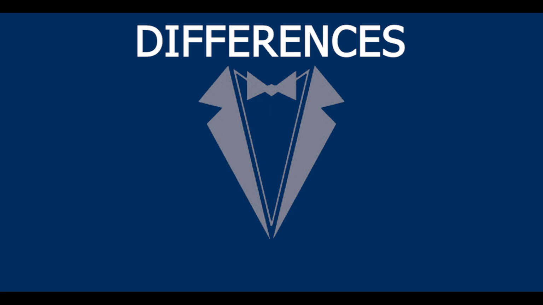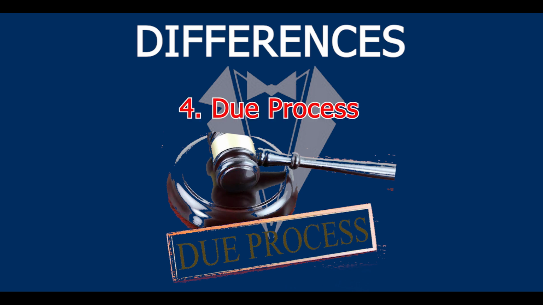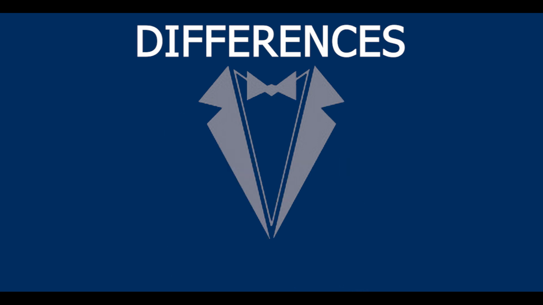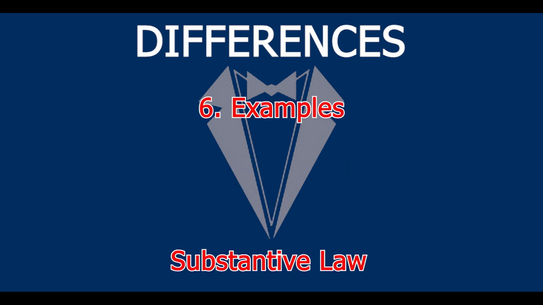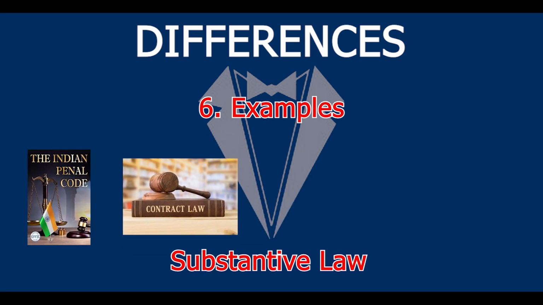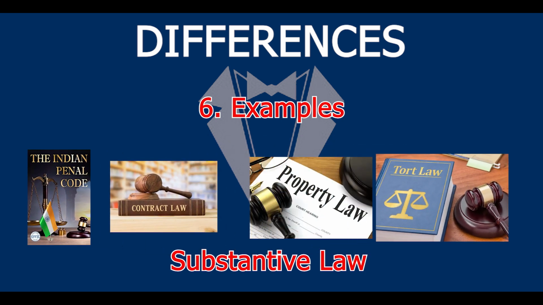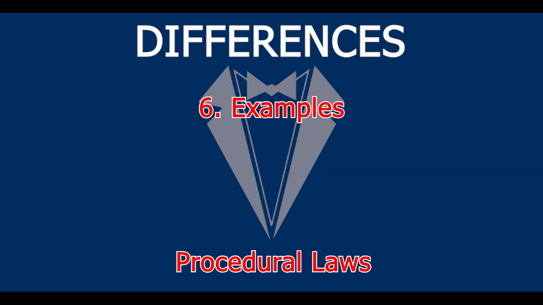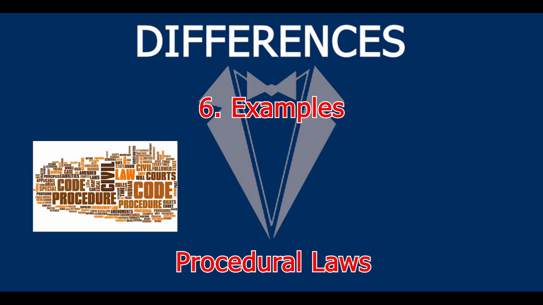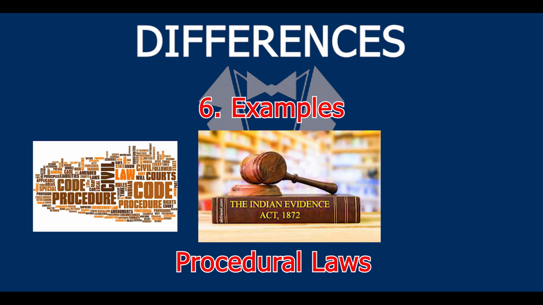The next differentiator is due process. While substantive law may contain principles of fairness, its primary concern is the establishment of rights and obligations. Essential to procedural law is ensuring that parties receive a fair and impartial hearing, presenting evidence, and obtaining reasoned decisions. Examples of substantive law include criminal code, contract act, property laws, tort laws. And examples of procedural law are Civil Procedure Code, Criminal Procedure Code, and Evidence Act.